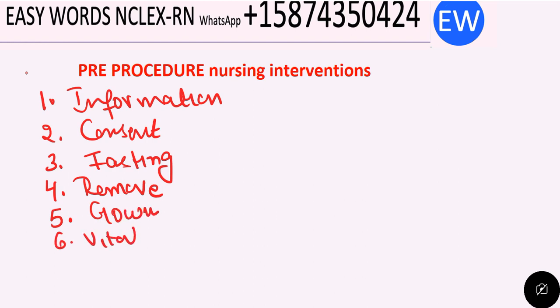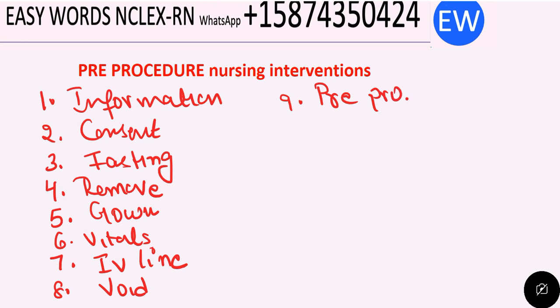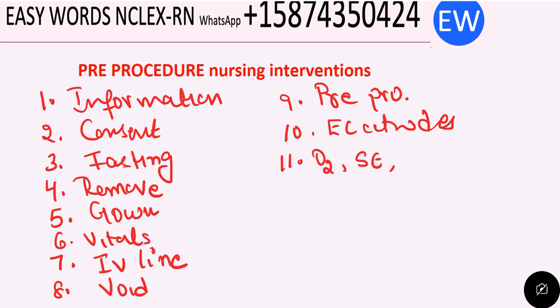Obtain the baseline vital signs. Insert an IV line and ask the patient to void. Administer any pre-procedure medications and check the physician order for this. Attach the ECG electrodes. Ensure the oxygen, suction equipment, and resuscitation equipment are ready and functional. So these are all things we need to keep in mind pre-procedure.